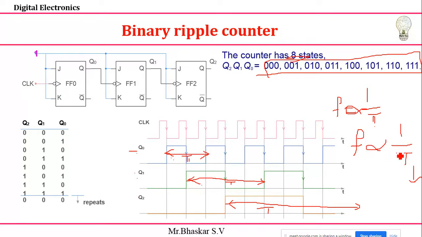Inverse proportionality: if the time value is less, what about the frequency? It is high, right? Then you should remember: high frequency generally means a greater number of clock pulses will come. Low frequency is nothing but fewer clock pulses coming.